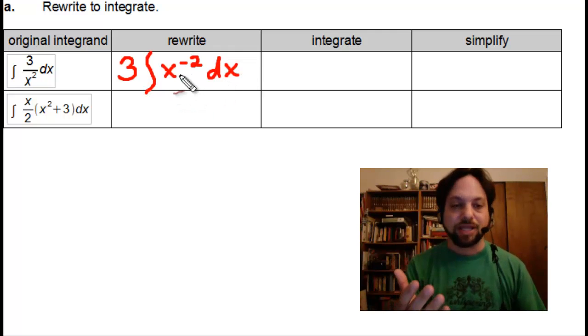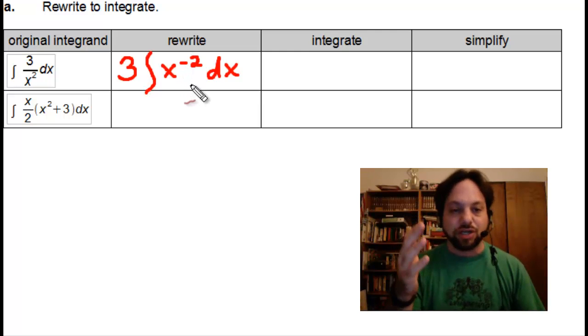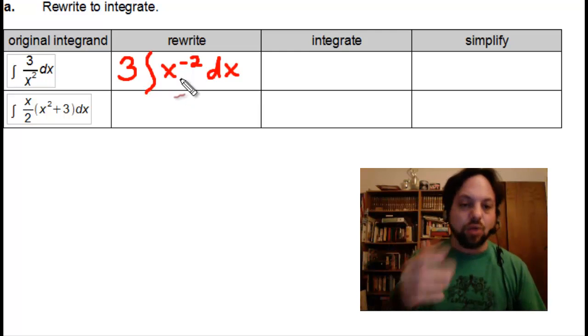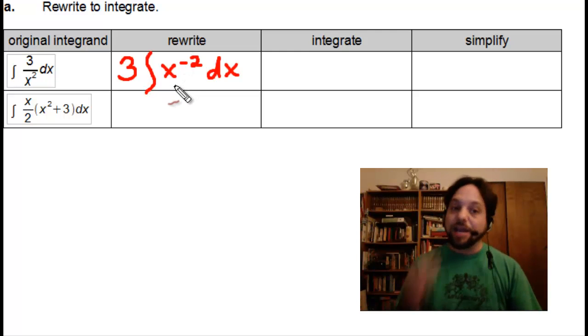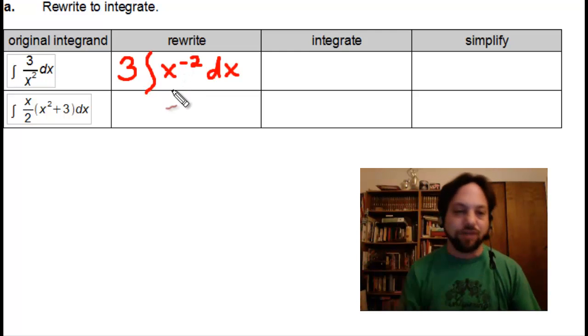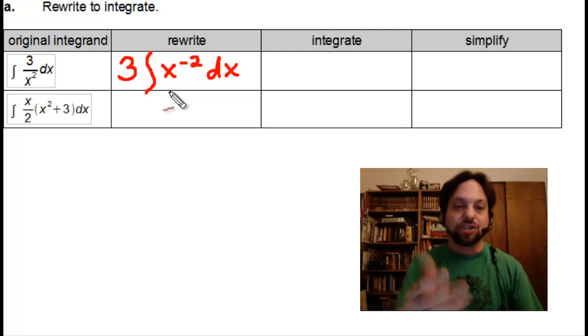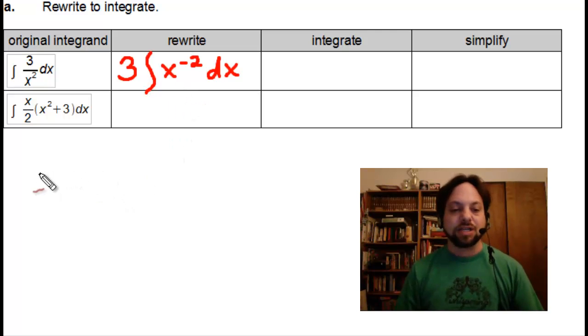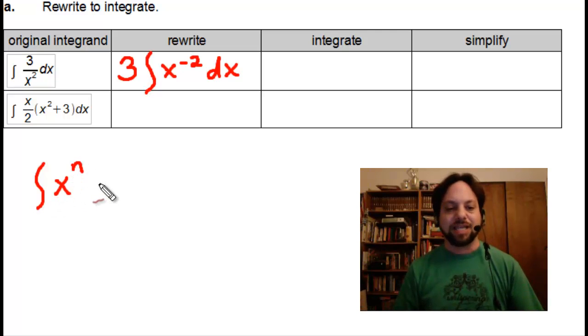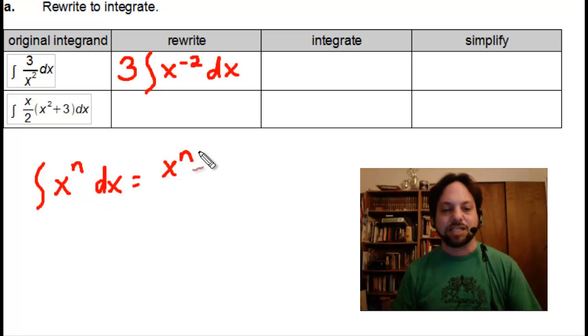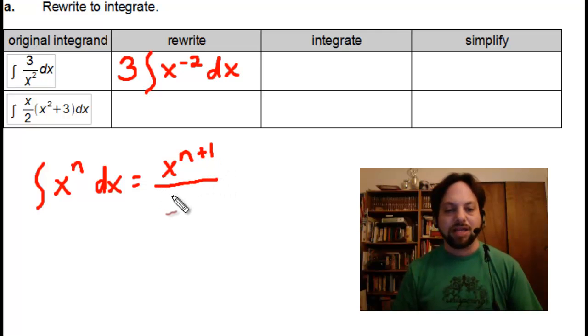So how do I integrate this? How can I think about what function, when I differentiate it, would yield x to the negative second? And you can consider that if you like and try a bunch of functions, differentiate each one. You'll eventually find the one with the derivative of x to the negative second. But here's a cool little trick for you. This is the general power rule for integrals. If we're integrating x to the n dx, all we really need to do is raise the exponent by 1 and then divide by whatever our new exponent is.